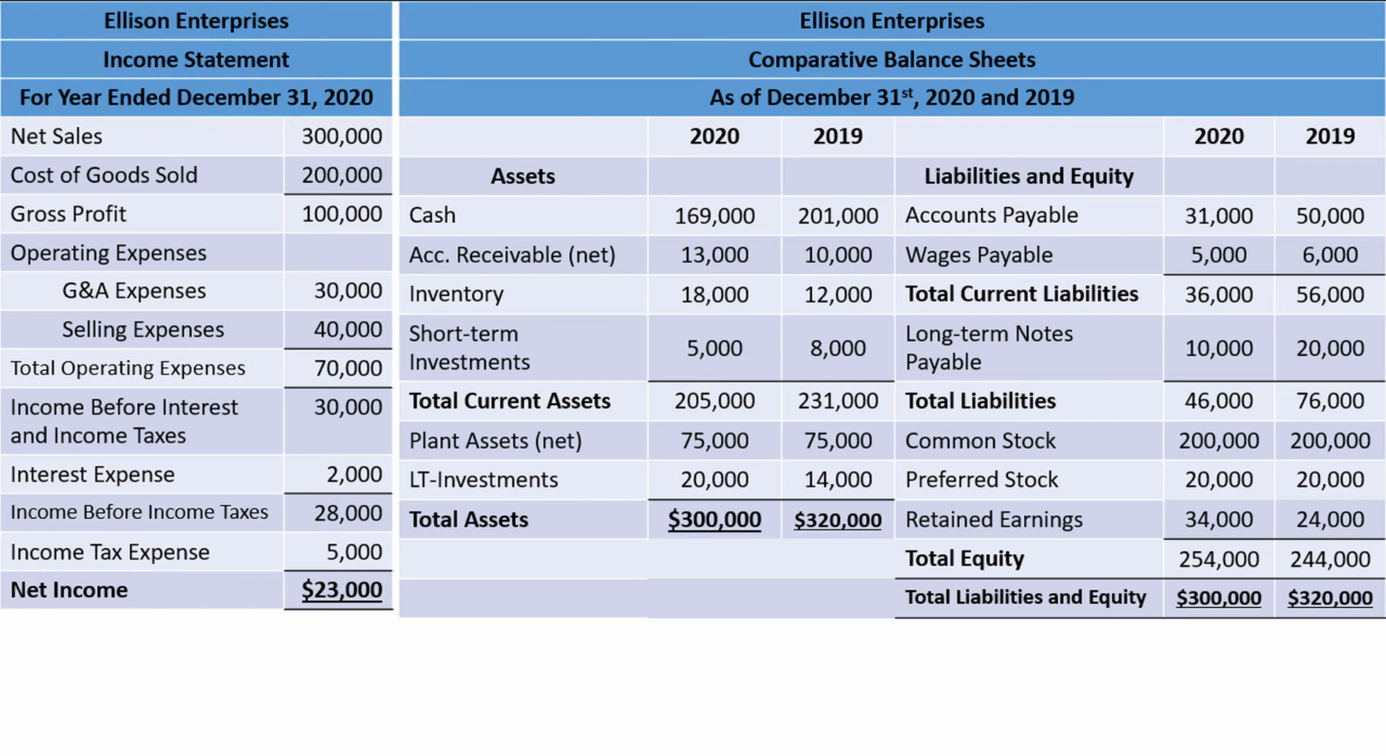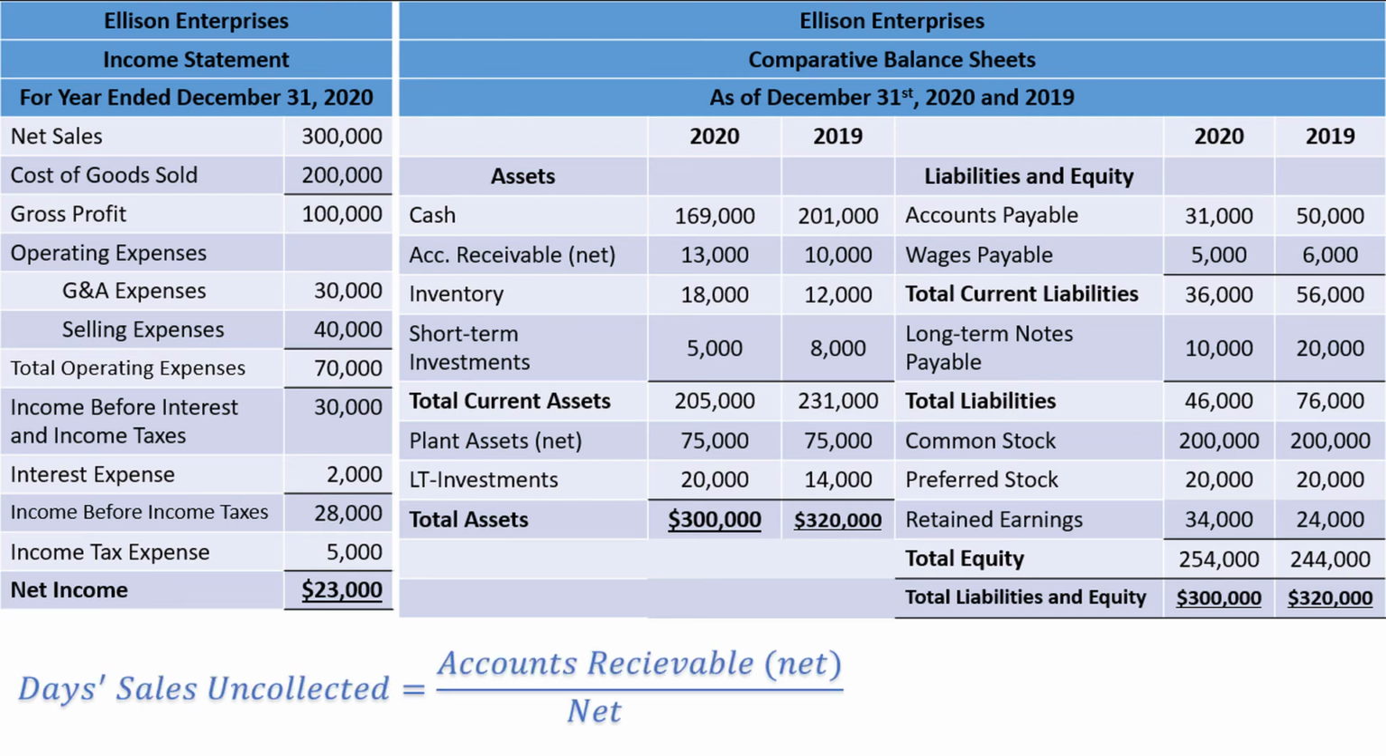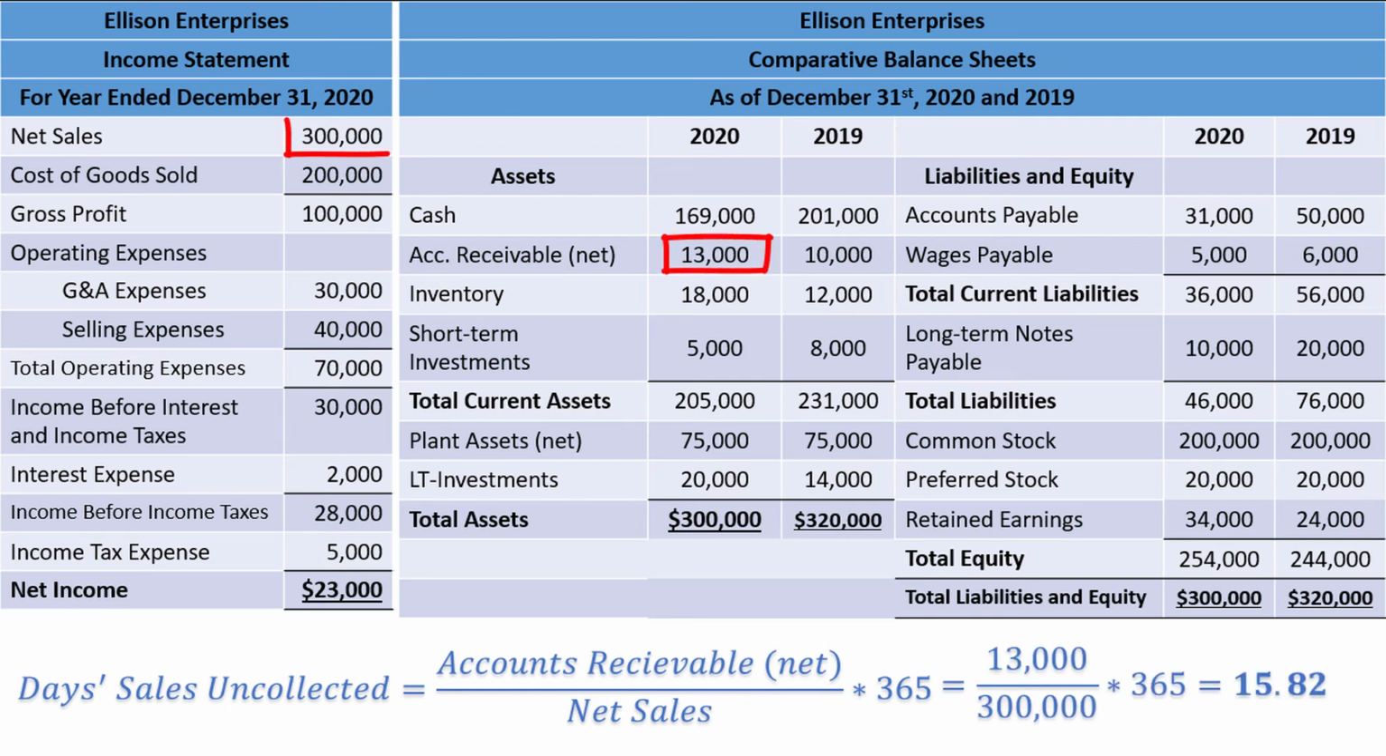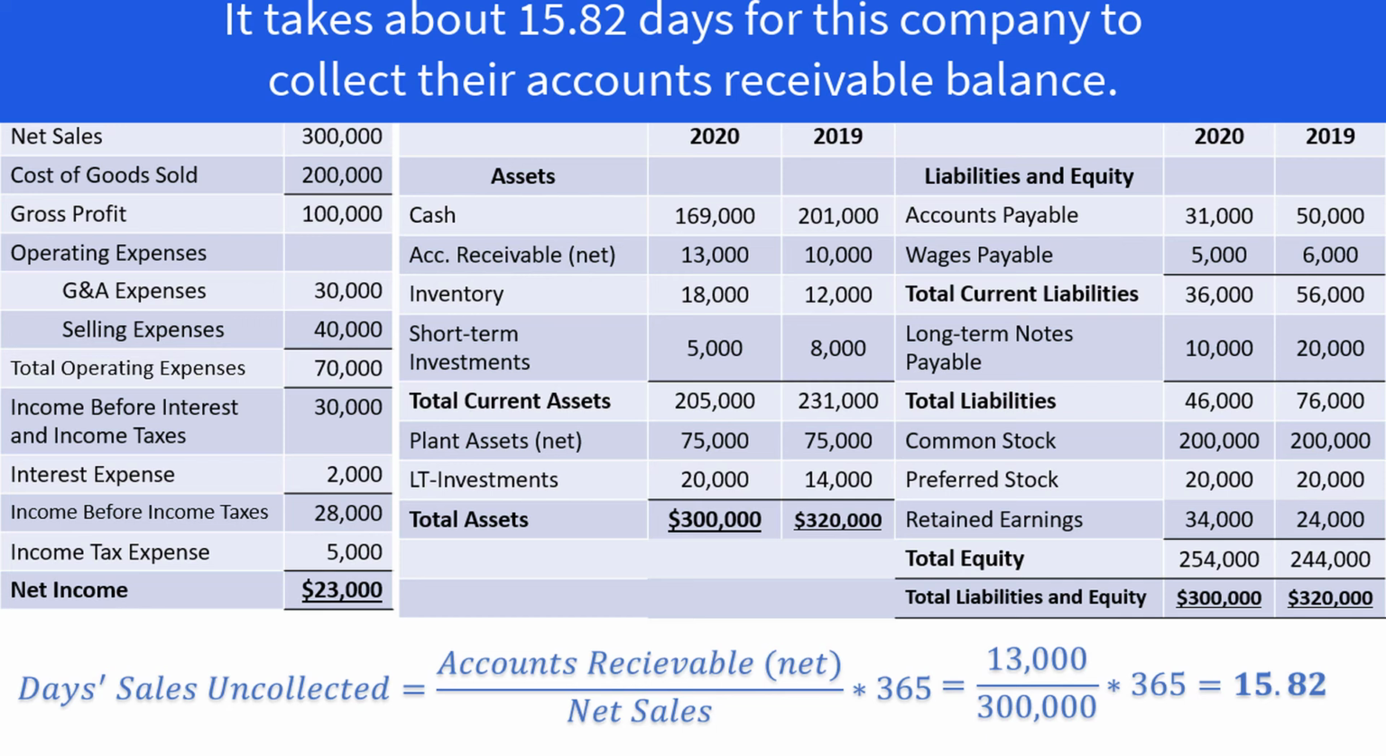Our fifth liquidity ratio is days sales uncollected, which is equal to accounts receivable net divided by net sales, multiplied by 365. We have 13,000 divided by 300,000 multiplied by 365, which is equal to 15.82. This means that it takes about 15.82 days on average for this company to collect their accounts receivable balance.